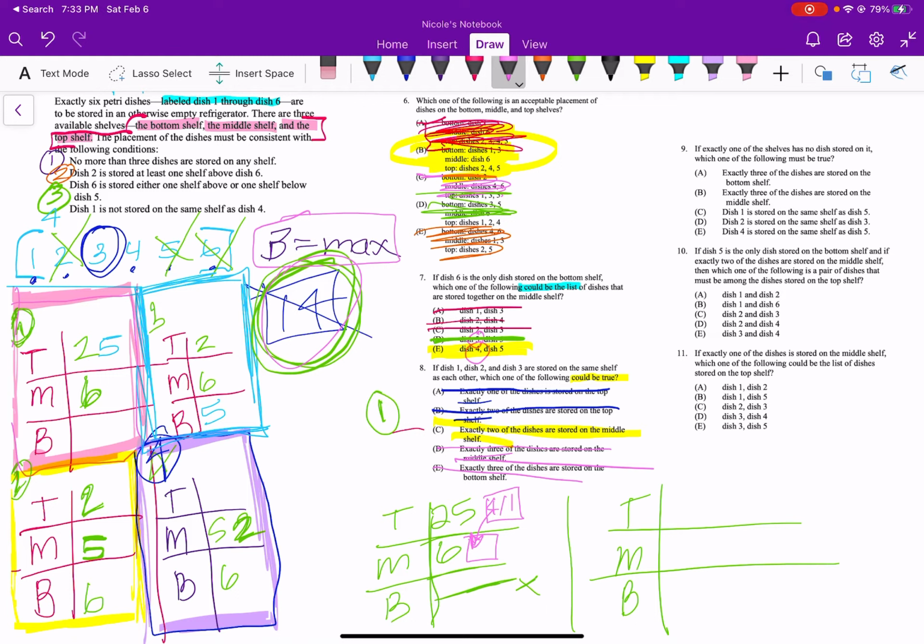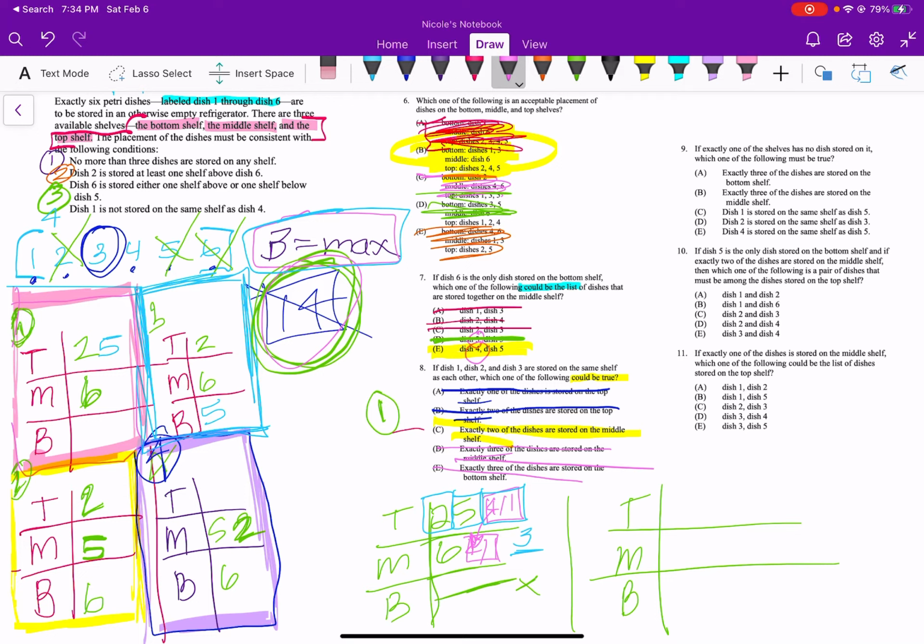Now we need to start paying attention to how many spots there are. So we have 1, 2, 3. So that means our next variable has to go on the middle shelf because we cannot have more than 3 on a line. So the only place that 3 can go in this example is on the middle shelf, because 4 and 1 will just go back and forth.